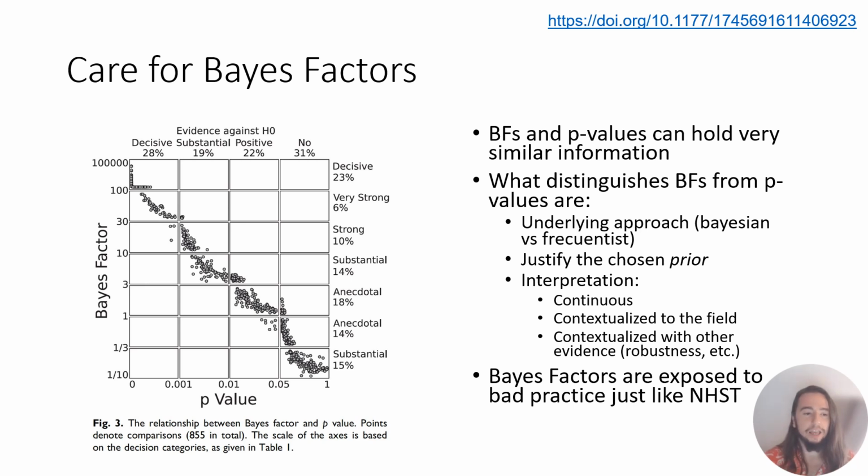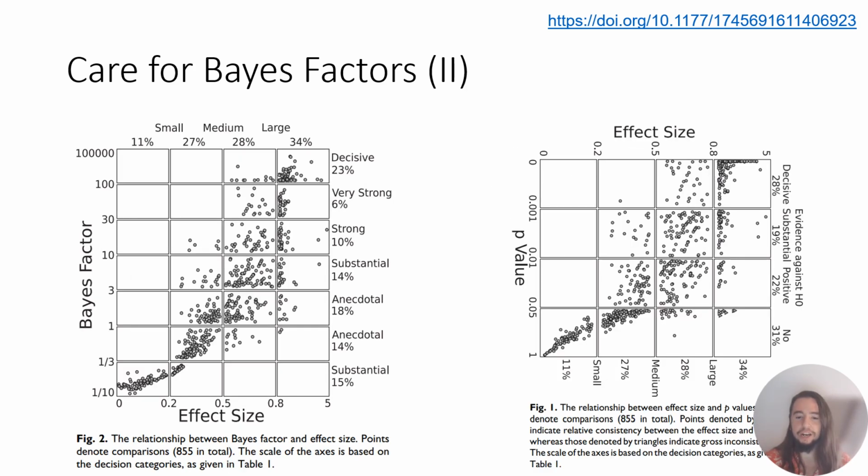In addition, it's very sensitive to manipulation to change the prior out of convenience in order to change the Bayes factor. So you need to be very careful, transparent and rigorous in this way. Okay, so this is like a complement to what I just said, because as you can see here, the relation of Bayes factors and effect sizes is basically the same as p-values and effect sizes. Okay, so yeah, there's that.